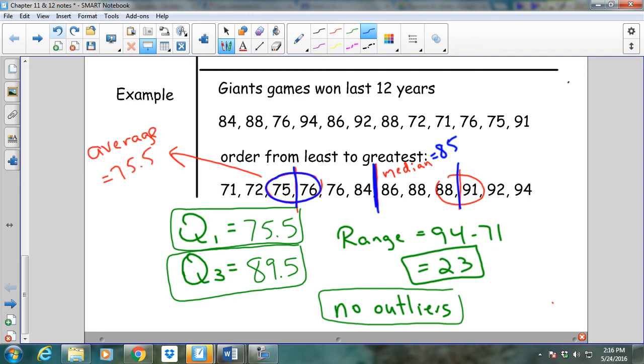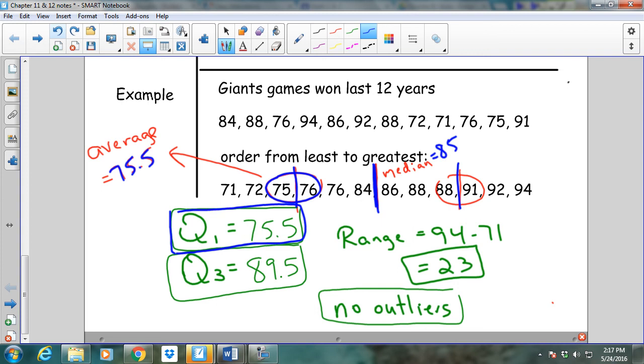So to find the first quartile, you go to where the first and second quarters meet each other, right here where I circled it in red, and again, there's not a single number there. You have to take the average. So 75 plus 76 divided by 2 is 75.5. The way that would be worded would be the first quartile value is 75.5.